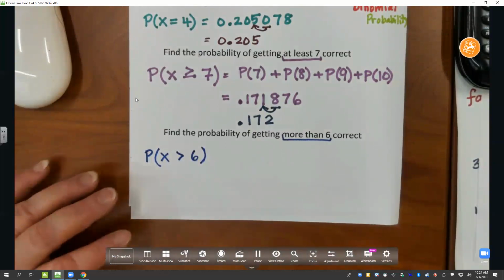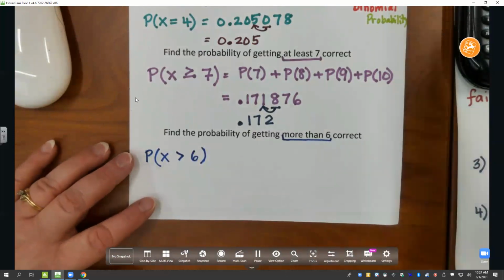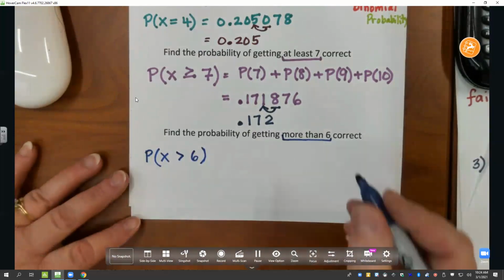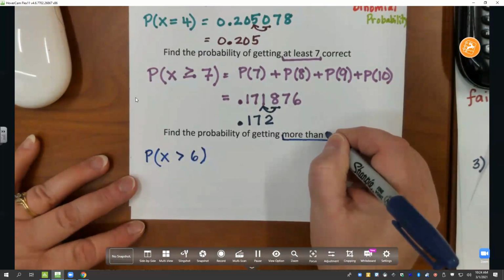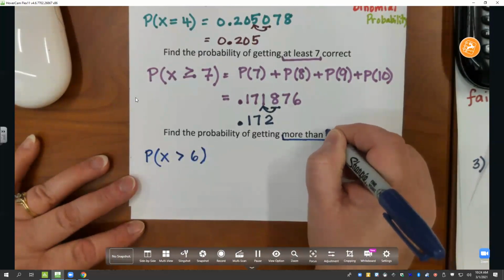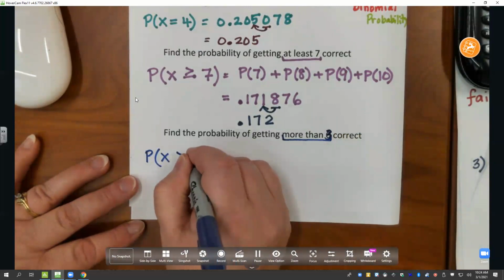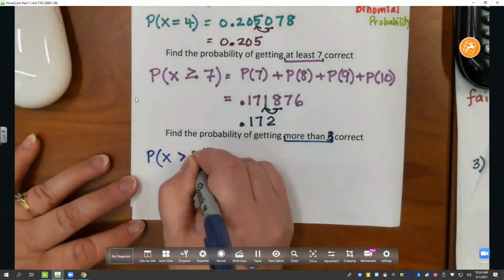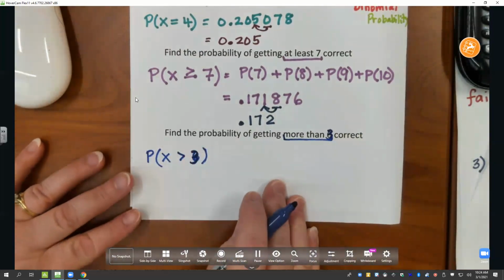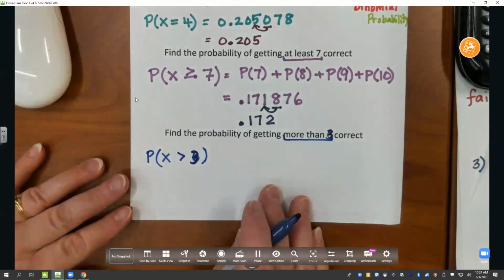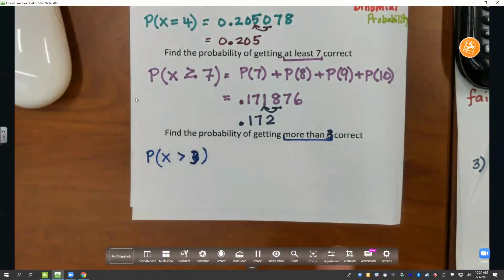Yeah, I think so. I didn't do that on purpose. Let me change the number from 6 to something else. Let's see, getting more than, let's do more than 3, just so I can actually do the problem. Okay, so I changed the problem. Probability of getting more than 3 correct would be X is greater than 3.